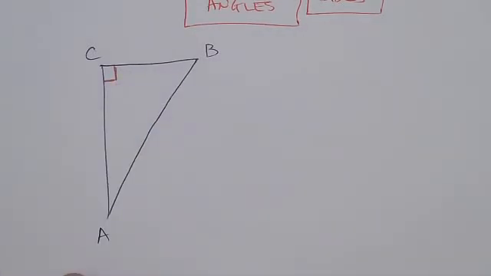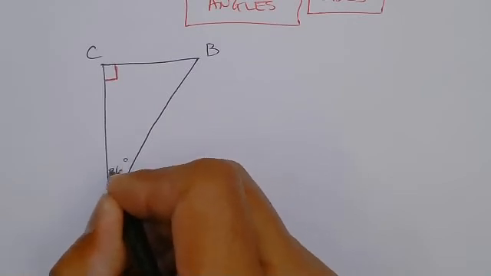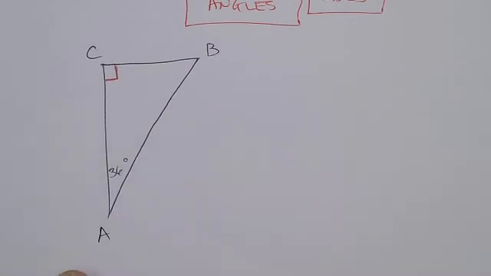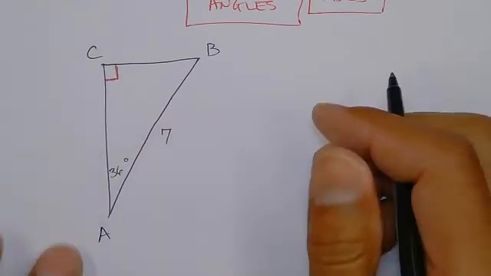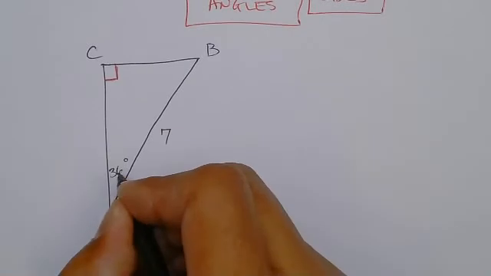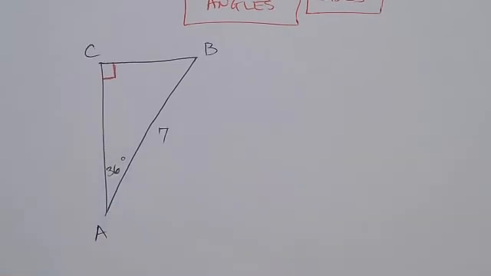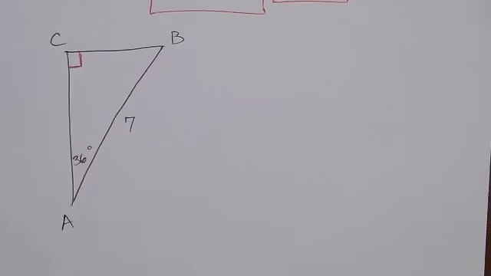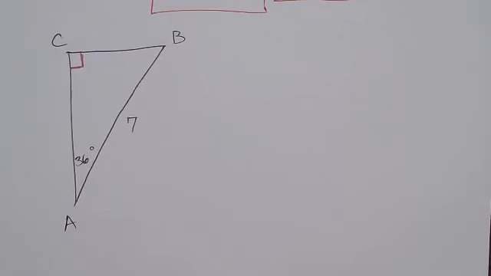And they're going to give you some information. They're going to give you, this angle's 36 degrees right here. And they're going to give you this side measure 7. That's it.